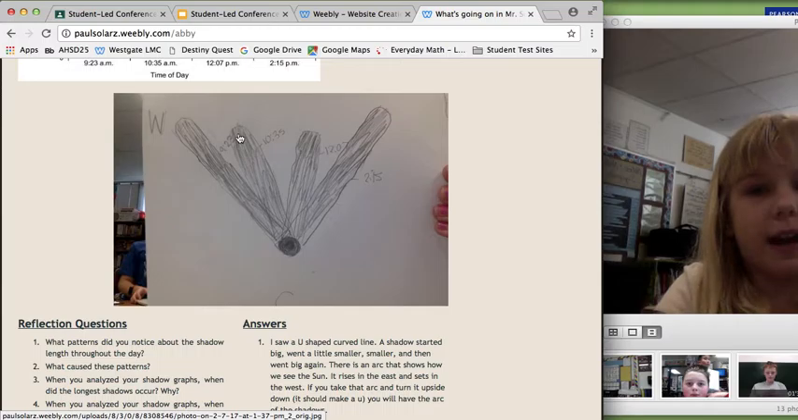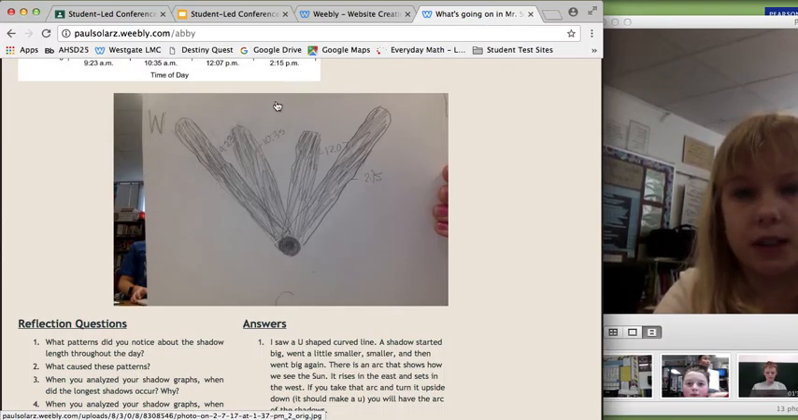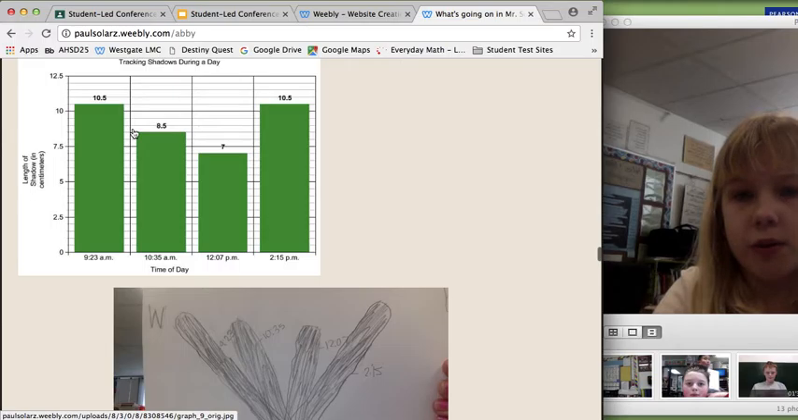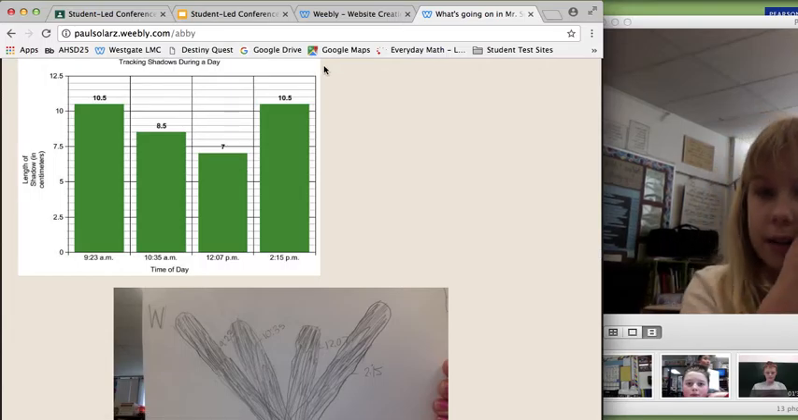And at different times that we did, at 9:23, 10:35, 12:07, and 2:15, we saw what the shadows were, traced them around, and then colored them in. But you had to be in the same spot, and all the shadows were pointing north. So over here was north. Then we made a graph to show how big they get, how short, then they get big again.